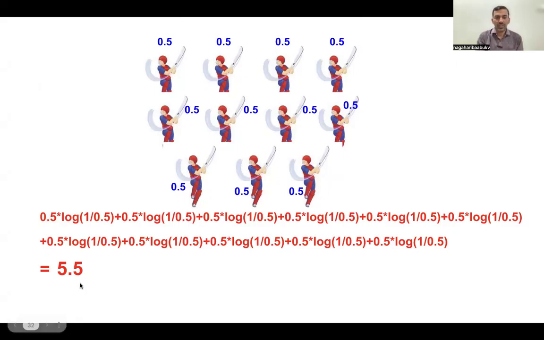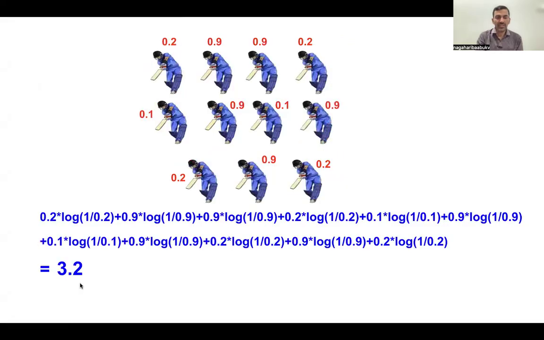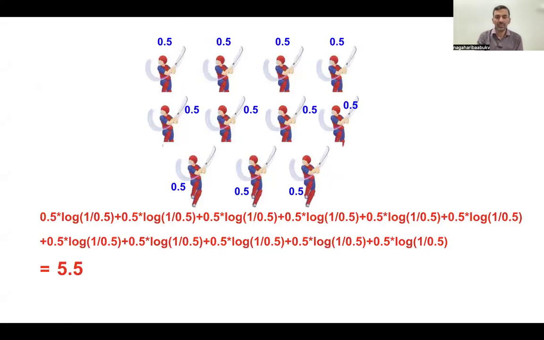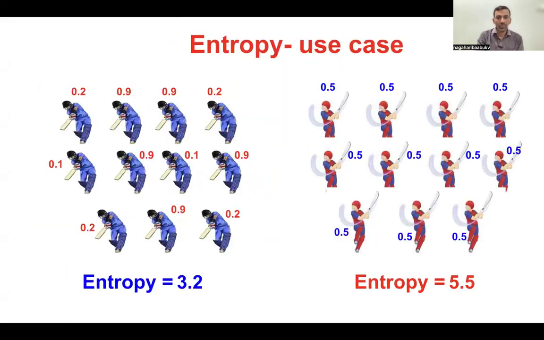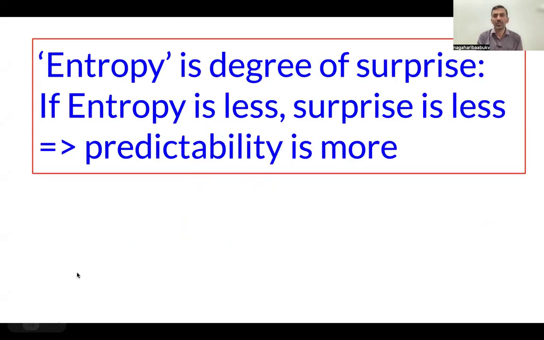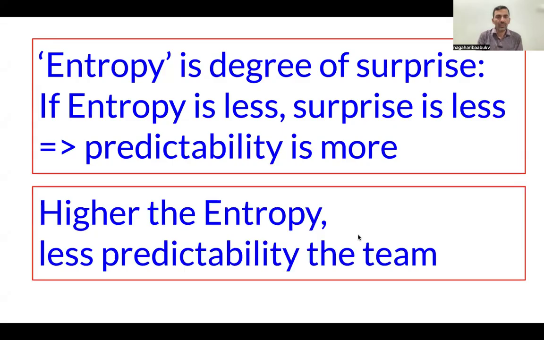So in other words, the blue team has less entropy. It has less surprise, whereas high entropy means high surprise. So the most reliable team is blue, because entropy refers to the degree of surprise. If entropy is less, surprise is less. When surprise is less, your predictability is more. The team is highly predictable. So the higher the entropy, the less predictable the team.